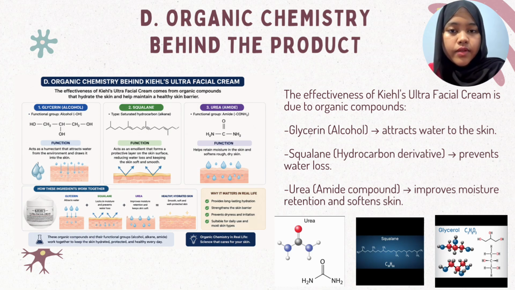So, for Part D, we're going to talk about the organic chemistry behind the product. The effectiveness of Kiehl's Ultra Facial Cream is due to the organic compounds. First, we have glycerin, which is an alcohol that can attract water to the skin. Second, we have squalene, which is a hydrocarbon derivative that will prevent water loss. And last, we have urea, which is an amide compound that improves moisture retention and skin softness.